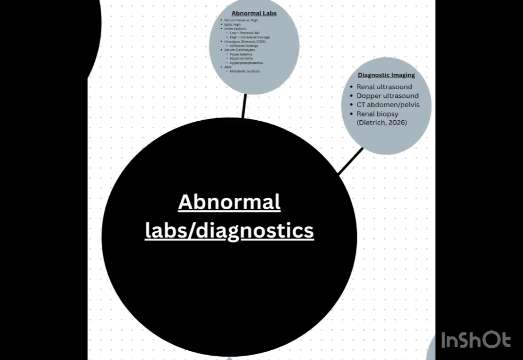Next, we're checking for diagnostic imaging tests. Urinalysis reveals different cellular findings, while renal ultrasound, Doppler ultrasounds, abdominal pelvic CT scans and renal biopsies provide structural insights. Imaging rules out physical blockages, like stones, tumors, and this evaluates blood flow and kidney structure, right?